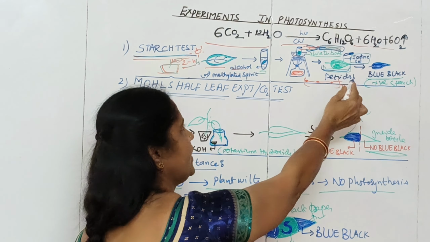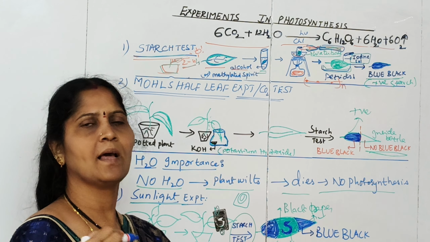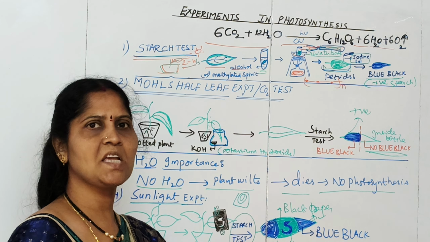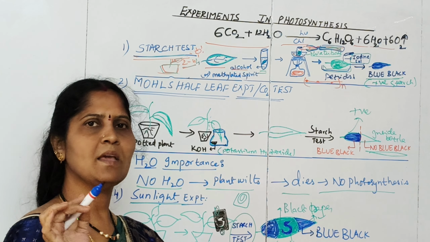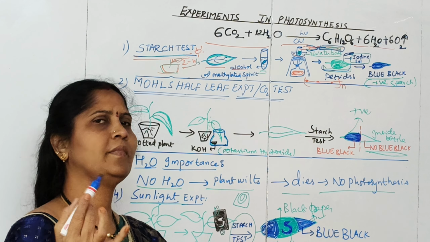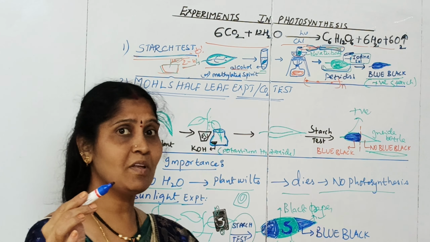Once you add your iodine solution, the leaf becomes blue-black in color. So this is the test for the presence of starch. If there is a color change, it indicates that your leaf has starch in it. If there is no color change, then your result is negative, your starch test will be negative. When will it be negative?